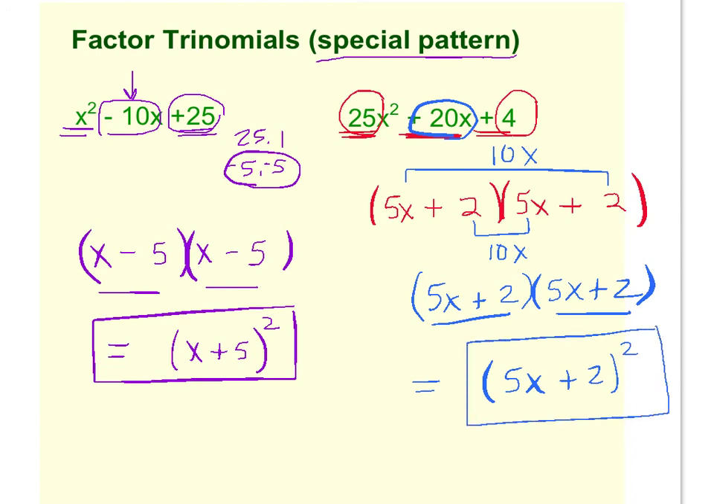So we can approach these trinomials like we normally do, but sometimes you will get the same set of factors, so go ahead and write it once with a squared on the outside.